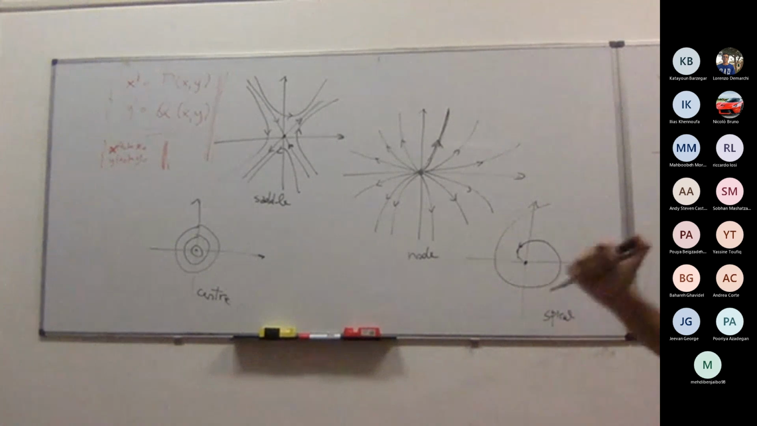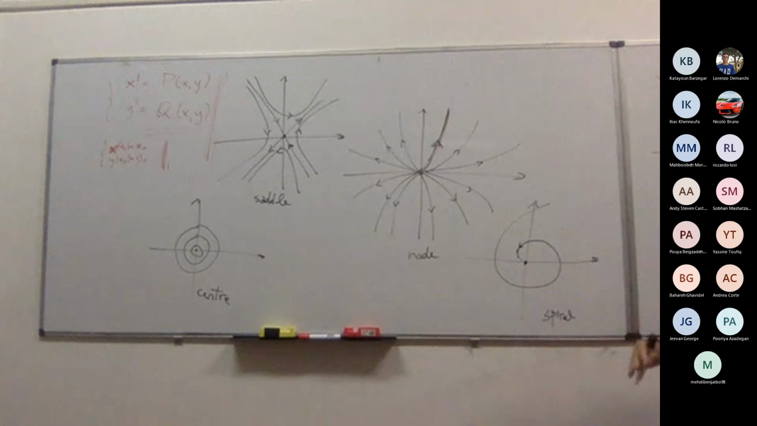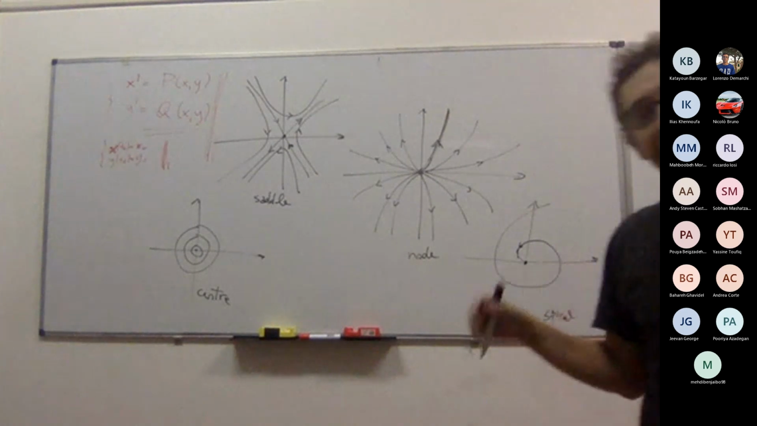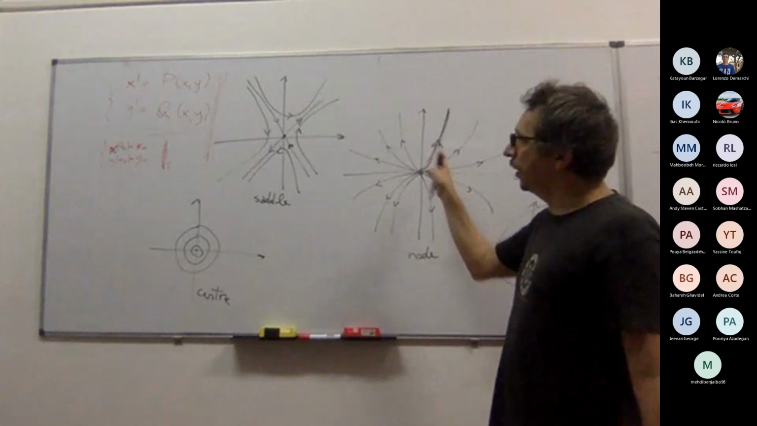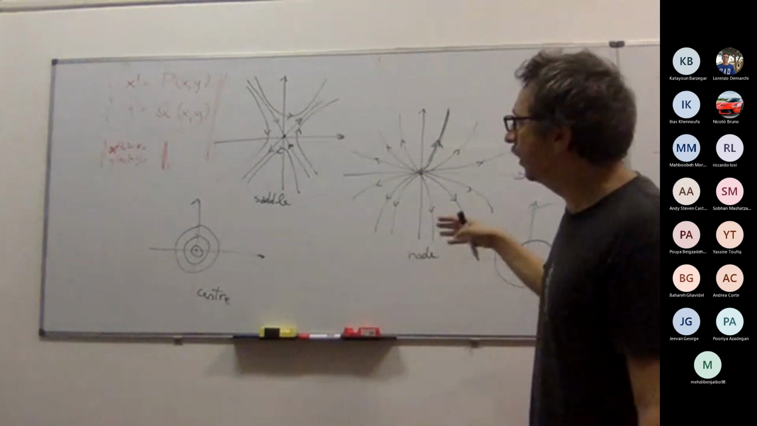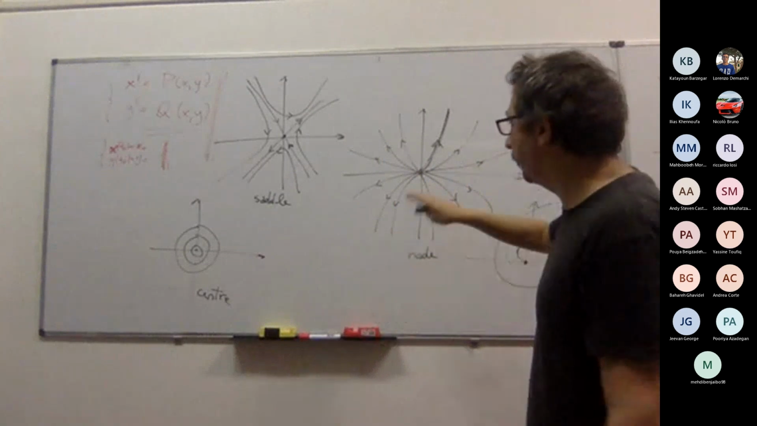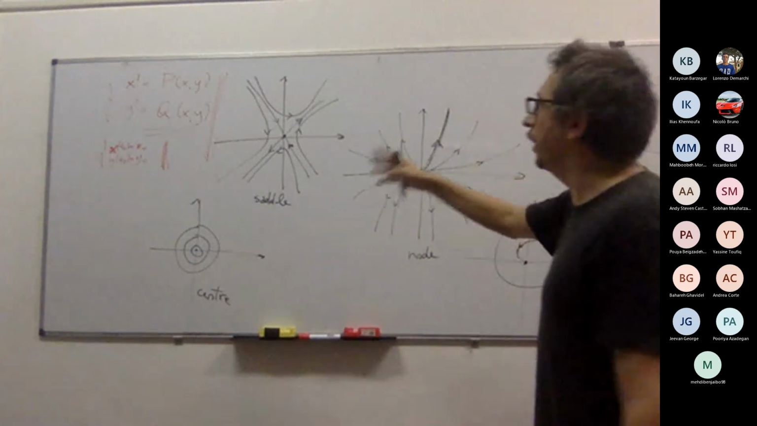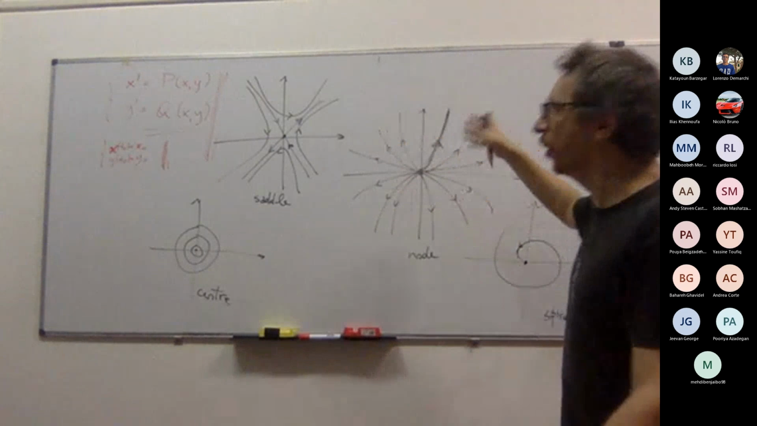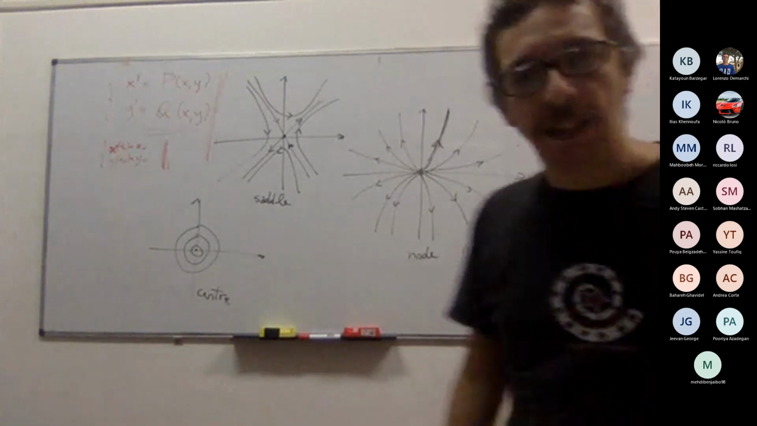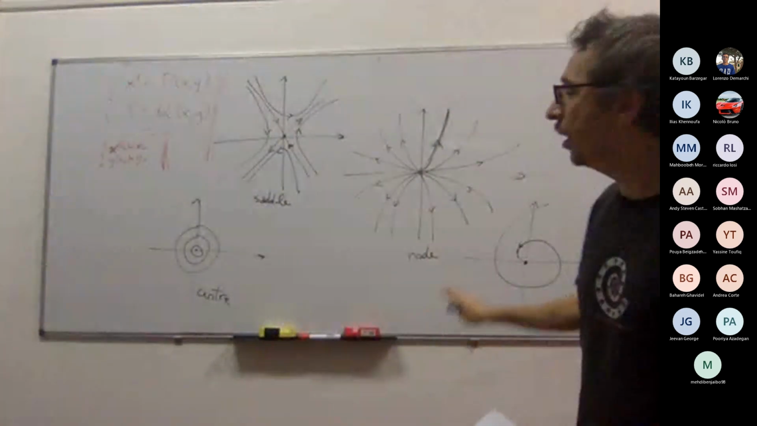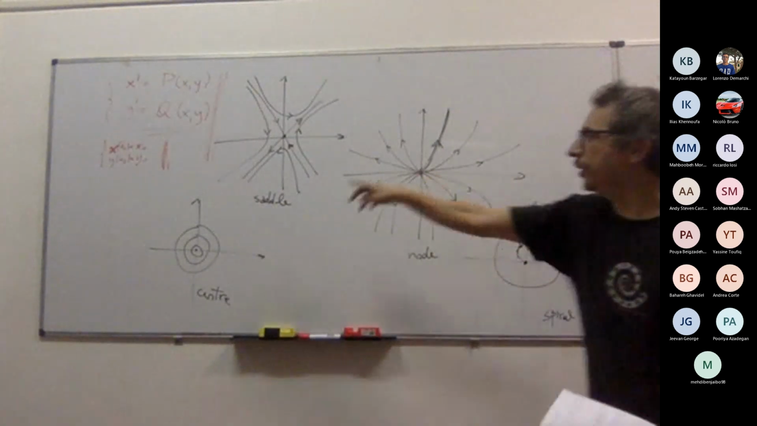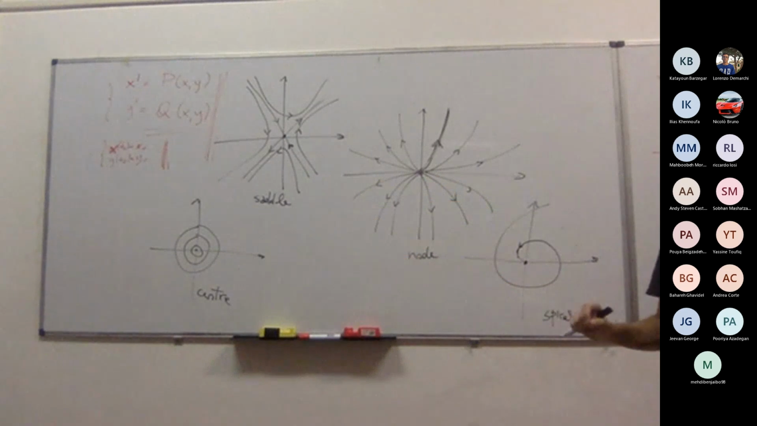Note that I'm specifying the fact that they are linear systems, because if you are considering systems that are not linear, you can have some critical points that behave like a node in one side of the phase plane, and like, I don't know, a saddle in the other side of the phase plane. But for linear systems, critical points are always of these four kinds.